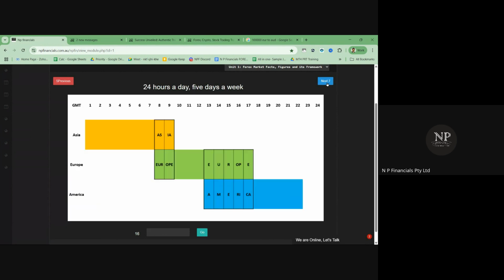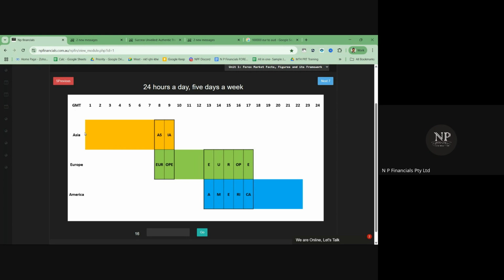Now, after understanding the decentralized nature and the mammoth value of this, we'll go to timing. Timing we'll consider from GMT 0 to 24. And GMT means Greenwich Mean Time. We are actually GMT plus 10 in Australia.